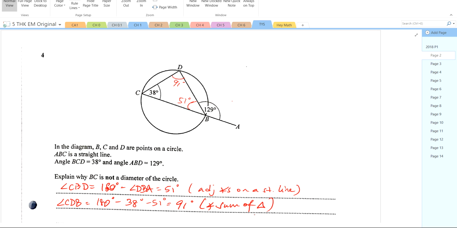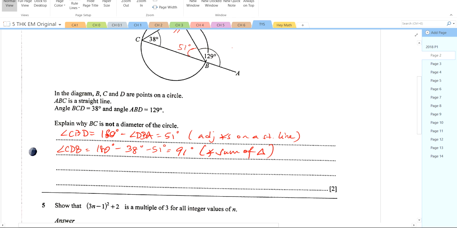So what do you think will be helpful for us? Okay, CDB is not 90 degrees. Why do you come up with this 90 degrees? Why do you want to consider 90 degrees? Okay, so this is not equal to 90 degrees, right? So this is how we can present it.